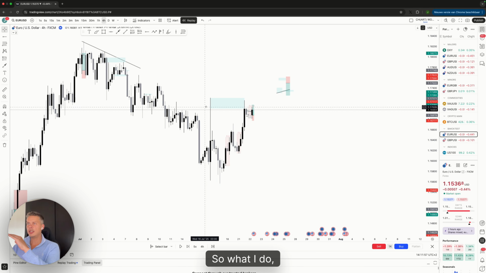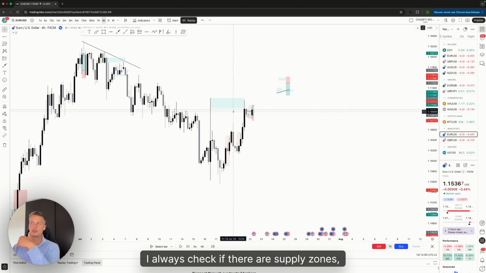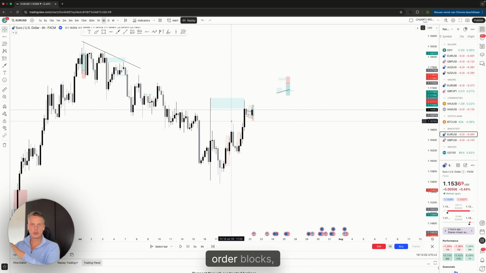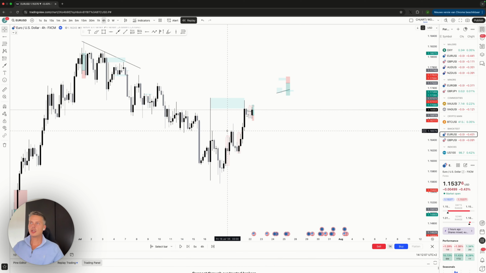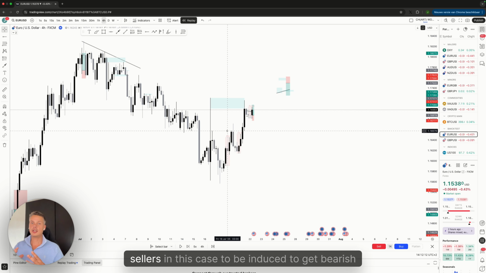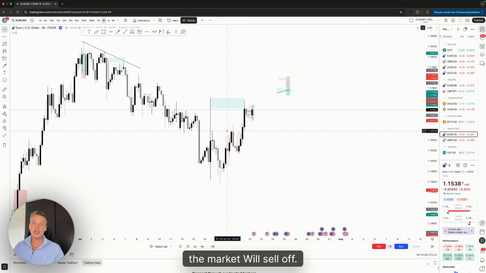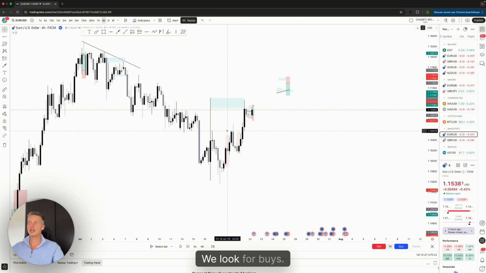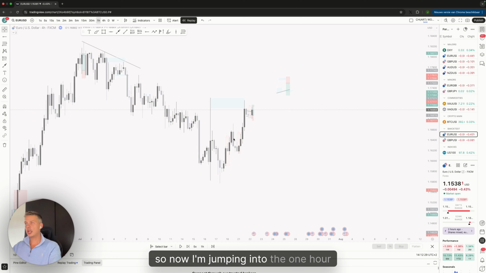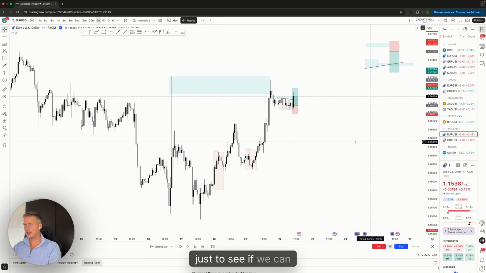So what I do, I always check if there are supply zones, POIs, order blocks, whatever in that area where price is reacting from. Because what do I want? I want some traders, sellers in this case, to be induced to get bearish break of structures, to get bearish trend lines. So they think, hey, the market will sell off. I need to open sell positions. And when everyone is looking for sells, obviously, what are we doing? We look for buys.